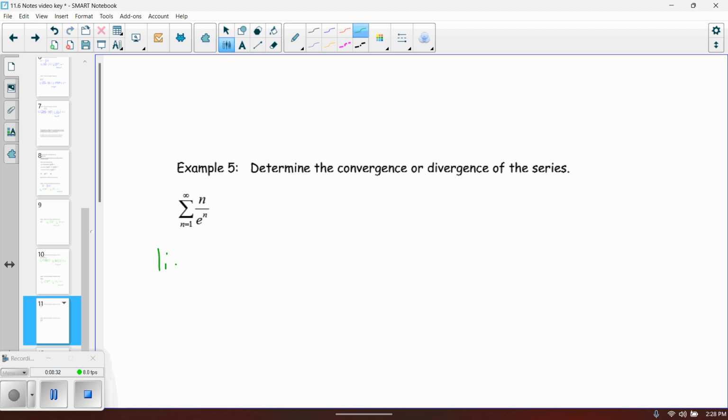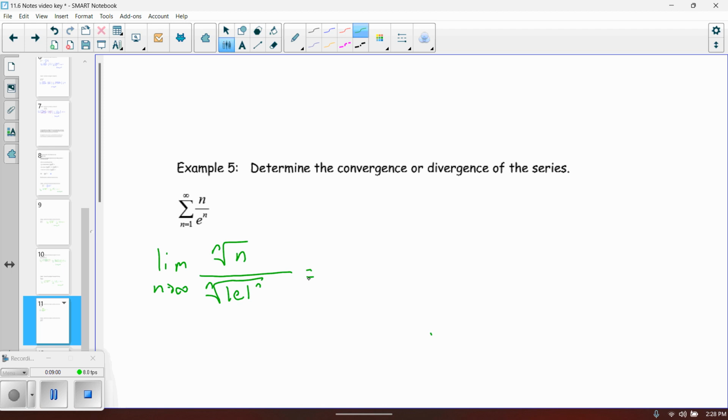We're going to take the limit as n goes to infinity of, if I were to apply the root test, I can separate roots in the numerator and the denominator, which is what we're going to do. So we're going to make this the nth root of n in the numerator, and then the nth root of the absolute value of e to the n in the denominator.